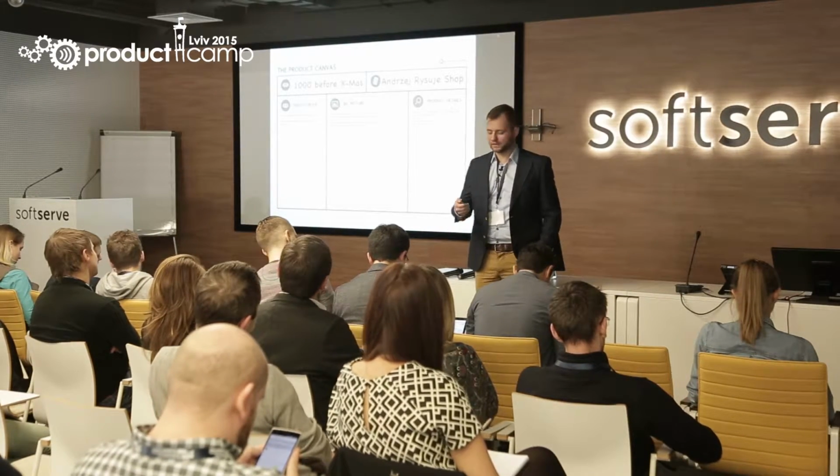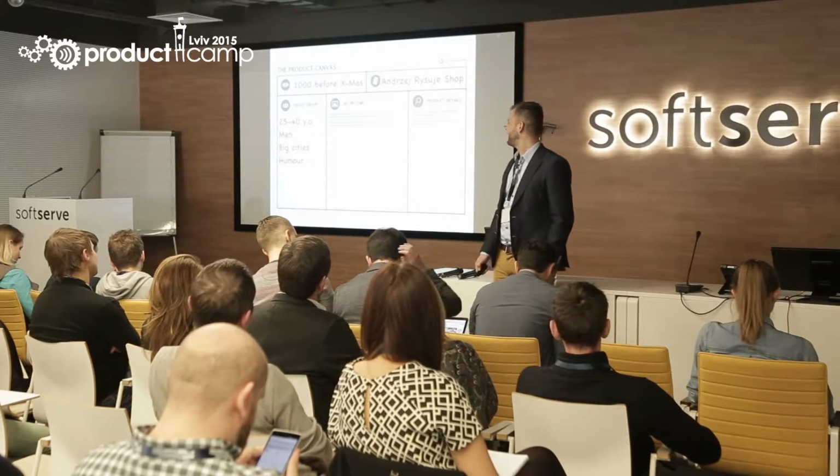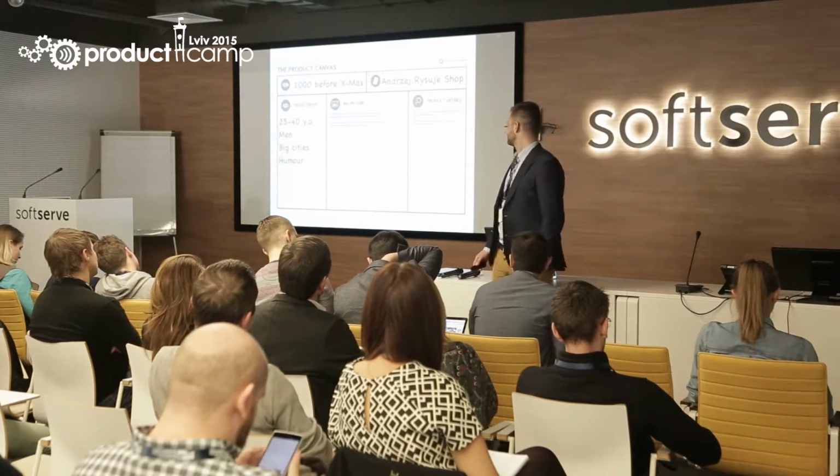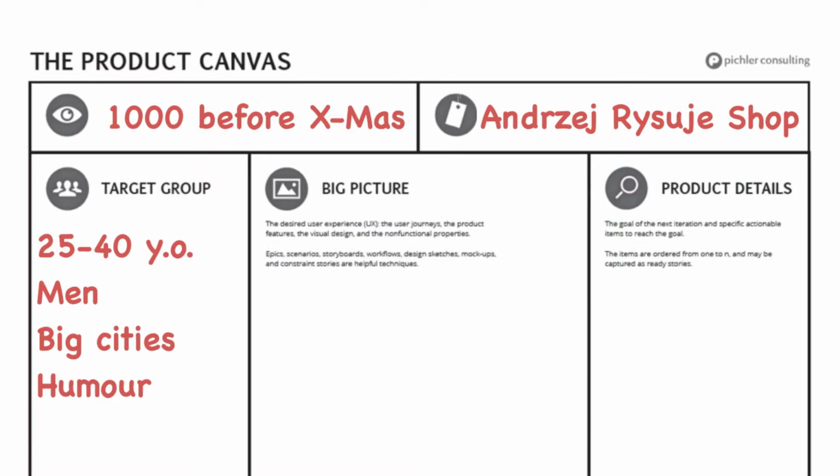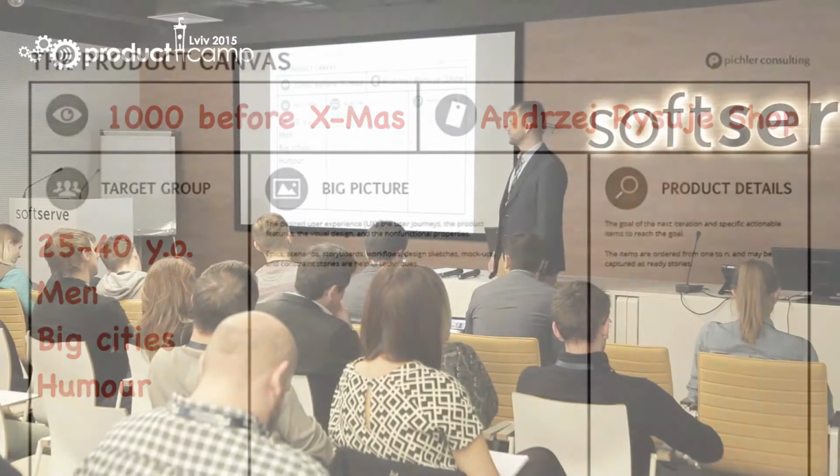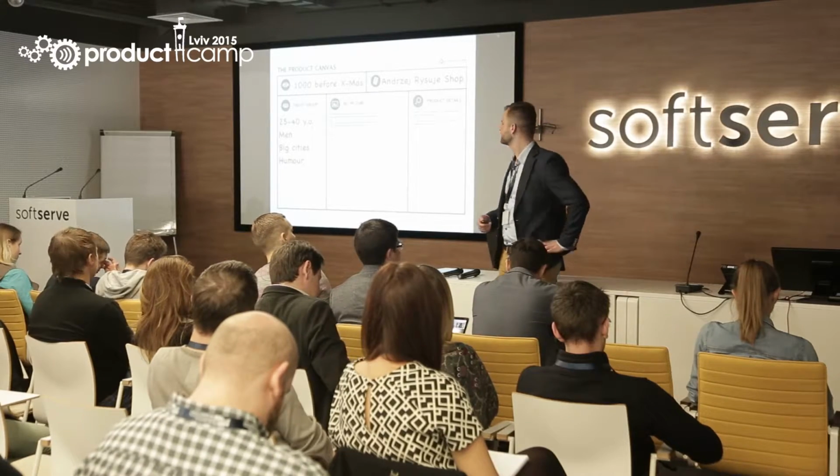So after a bit of discussion, we figured out that it's a man, 25 up to 30 years old, living in big cities and having a sense of humor. Not very specific, but good enough again to provide some details, for instance, for a designer to provide a graphical user interface.